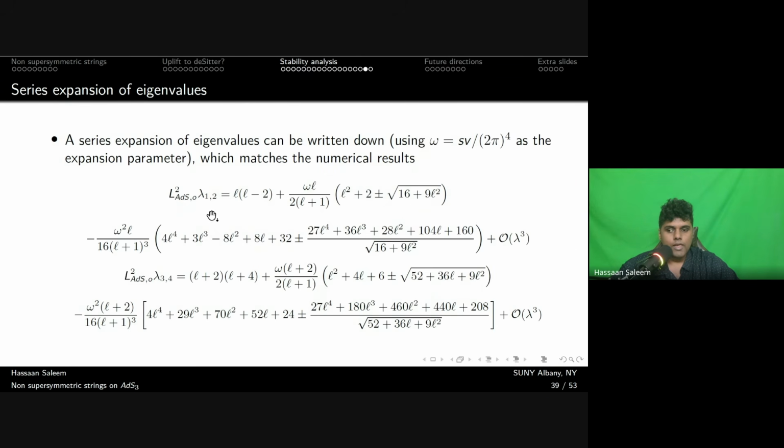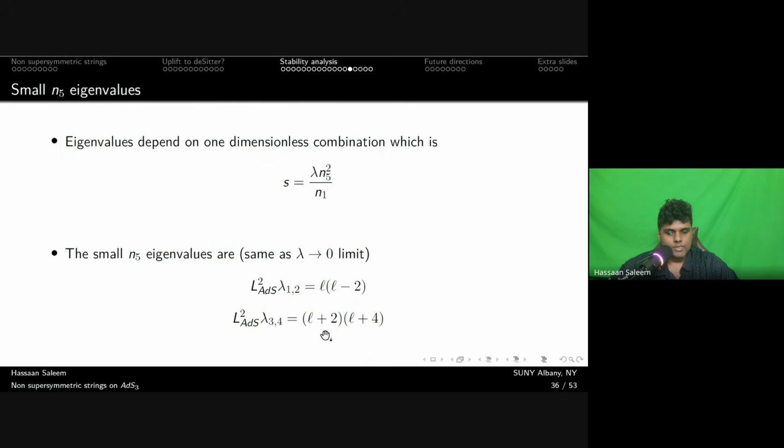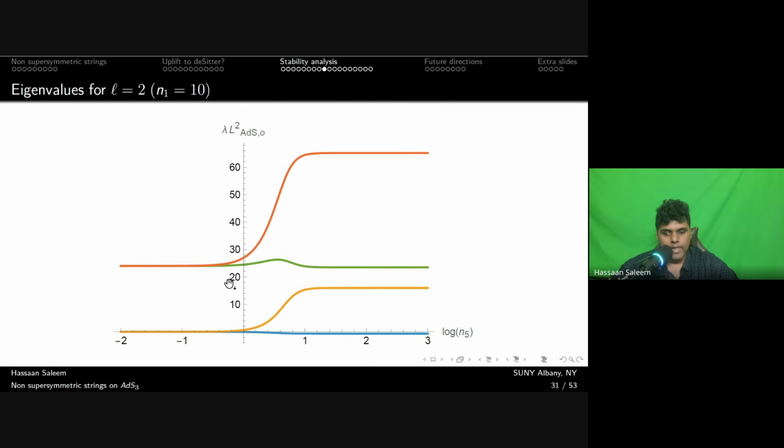So for example, here, as I showed you earlier, if you look at the tree level results, eigenvalue 1 and 2 are the same. Eigenvalue 3 and 4 are the same. And it's not surprising, because at the tree level, which is the small n5 behavior, the eigenvalues are the same, and they split later, right? Similarly here, you can see that two eigenvalues are the same and they split. So it's not surprising.